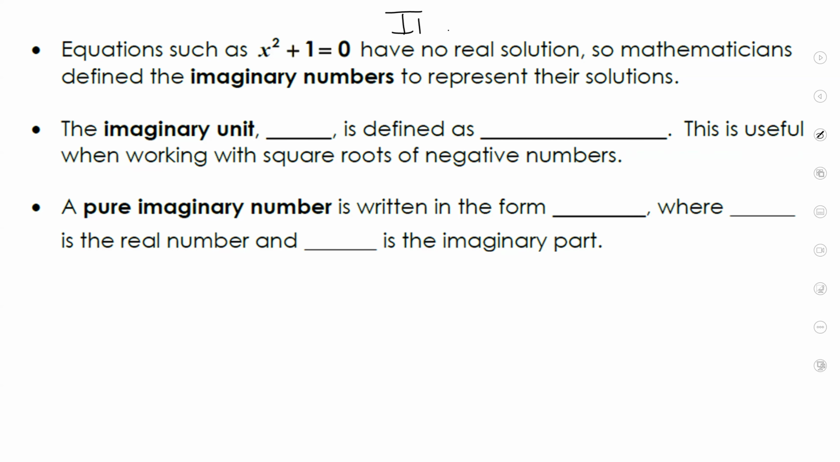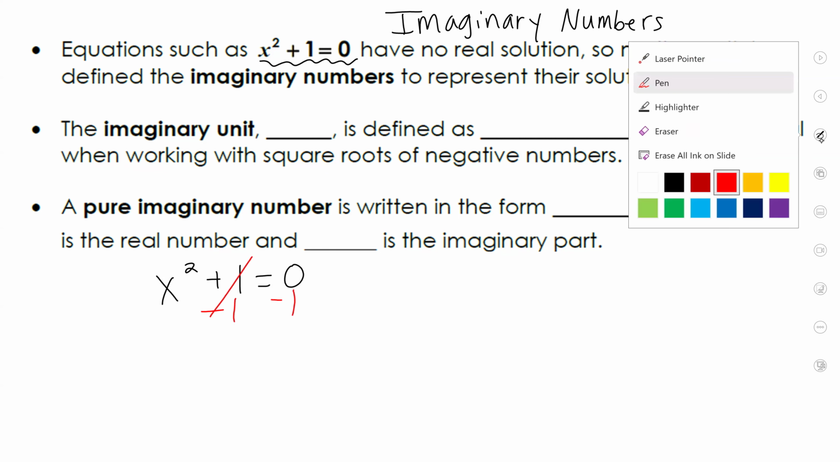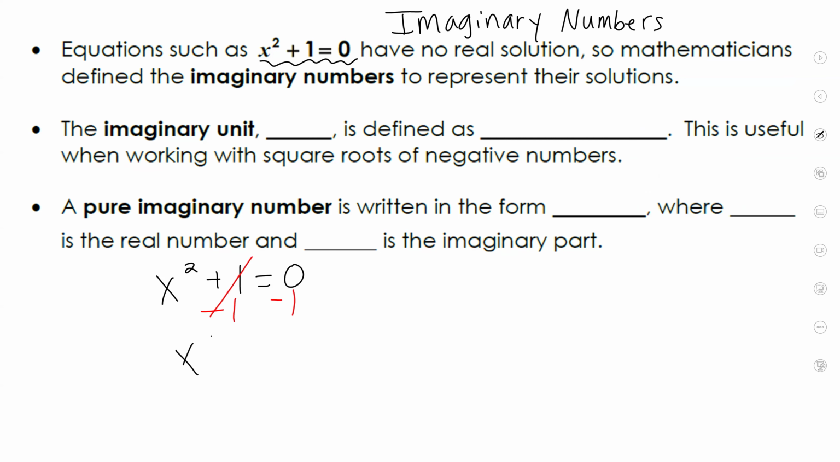Imaginary numbers show up whenever we have problems like this one. So for example, let's try to solve that one. What would I do first? Yep, you would get rid of the 1 by subtracting 1 on both sides. So I have x squared equals -1.